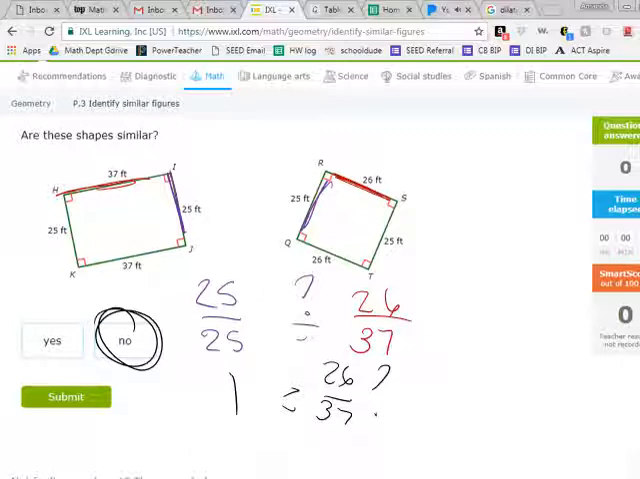If you find even one of those that don't fit, the answer is no. If you do find that they fit, so let's say we did 25 and 25, and then we went across and we did the other ones. Over here's 25 and 25. If that was 25 over 25, that is 1 as well. We'd have to keep checking all the other ones. So you may have to check all 4 sides to see if they work.